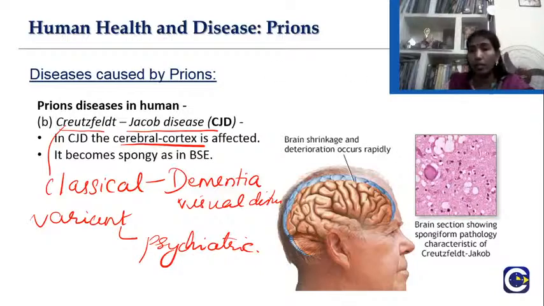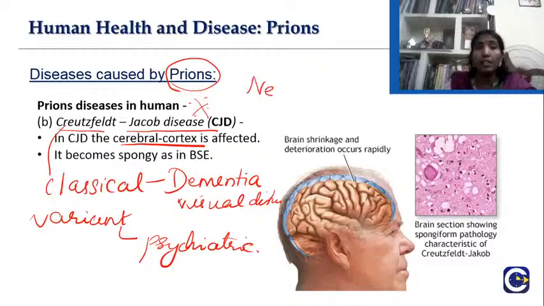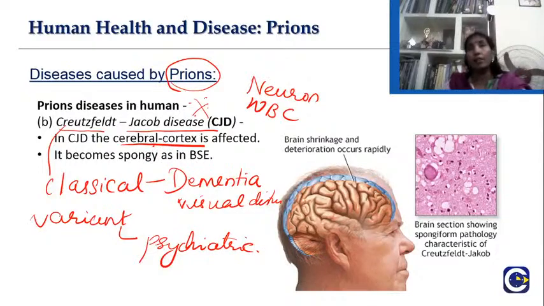Even in this picture, you can see the characteristic of what is happening there. The proteins are getting accumulated. Abnormal tertiary proteins are affecting either the nerve cells or the leukocytes, that is the WBCs. So that is characteristic. They can ask you in the exam: Creutzfeldt-Jakob disease is prion infected, it's neurodegenerative, mostly affecting the neurons and leukocytes. Here the target is the cerebral cortex. It's a form of what we call spongiform encephalopathy, a disorder that affects the brain.